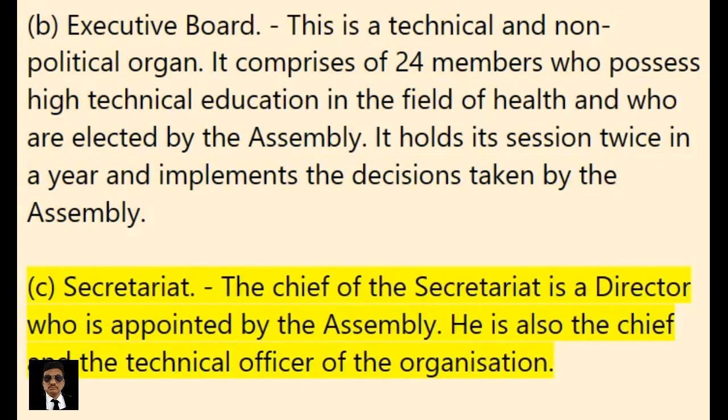C. Secretariat. The Chief of the Secretariat is a Director who is appointed by the Assembly. He is also the chief technical officer of the organization.